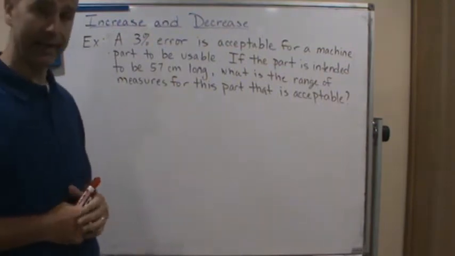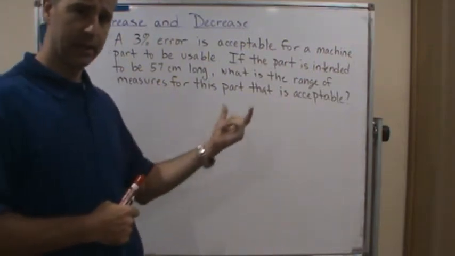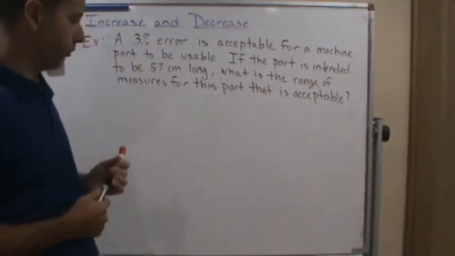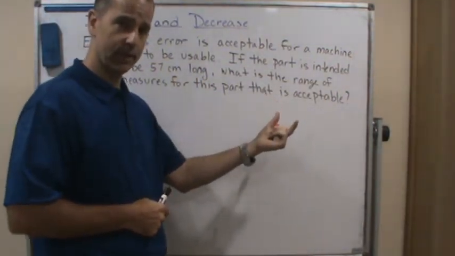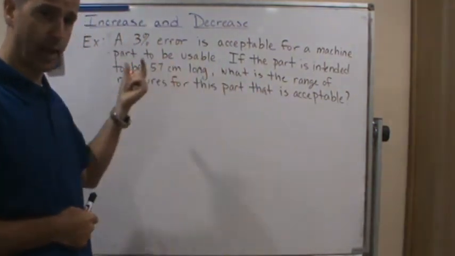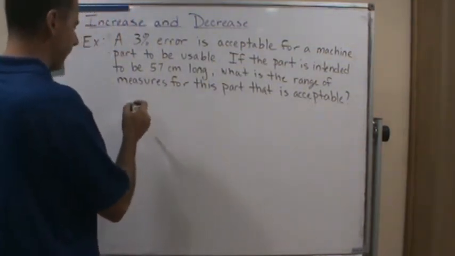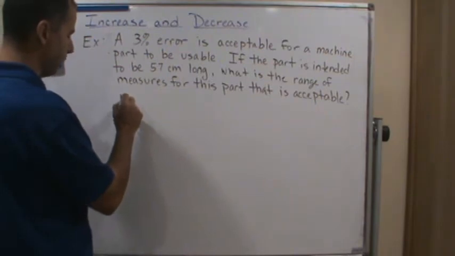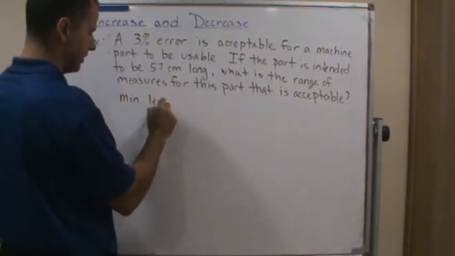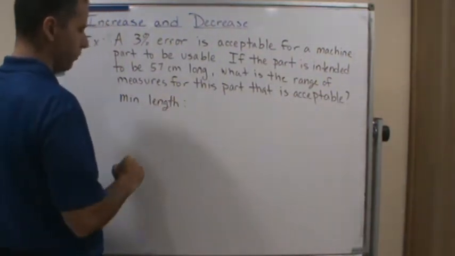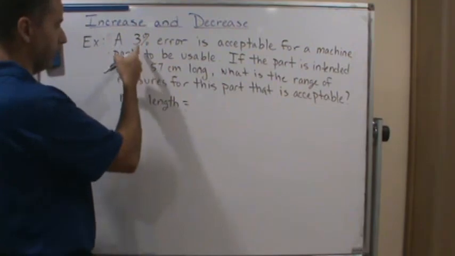So in this case, we need to find the minimum value based on this error and the maximum value based on this error. So what are we going to do? Well, we're going to take that 3% and add it to 100% to get the maximum value, and subtract it from 100% to get the minimum value. We're going to still use that formula. Let's find the minimum value, the minimum tolerance. In this case, the minimum length is going to be equal to what?